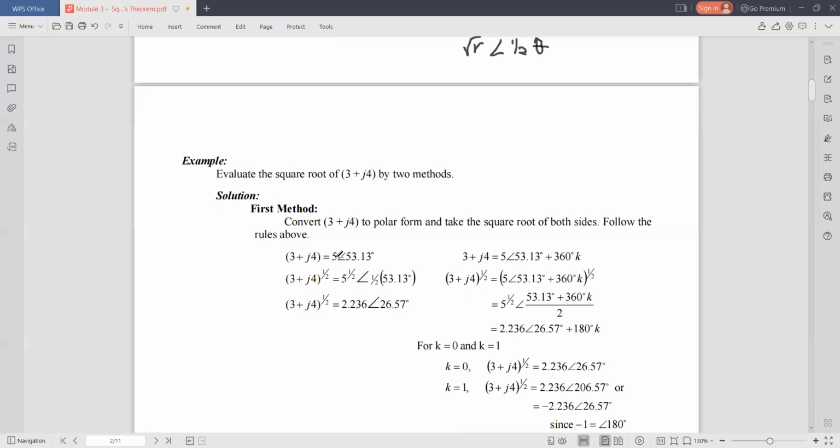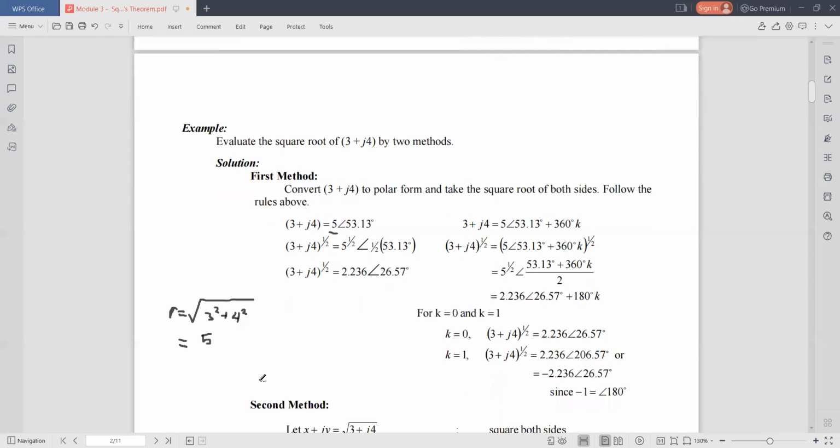Okay, so what is the rule on how to convert from polar to rectangular, from rectangular to polar? We use the SOHCAHTOA, or trigonometric identities. So for the r, that is the square root of 3 squared plus 4 squared, or that is equivalent to the square root of 25, which is 5. So that's why your magnitude here is 5.